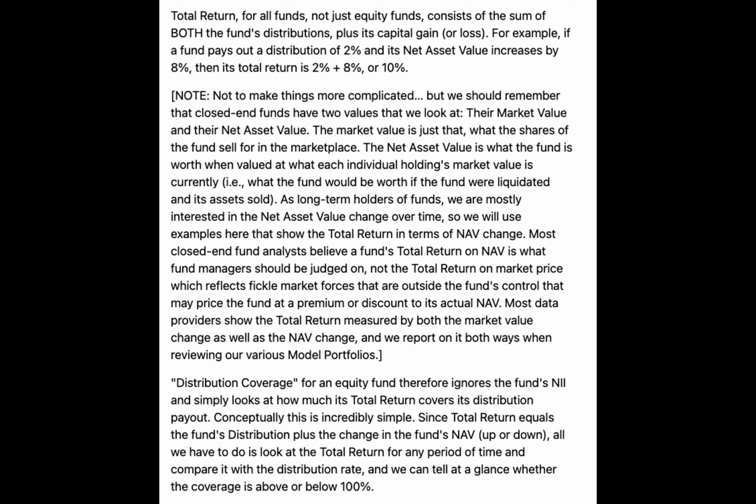Total return for all funds, not just equity funds, consists of the sum of both the fund's distributions plus its capital gain or loss. For example, if a fund pays out a distribution of 2% and its net asset value increases by 8%, then its total return is 2% plus 8%, or 10%.